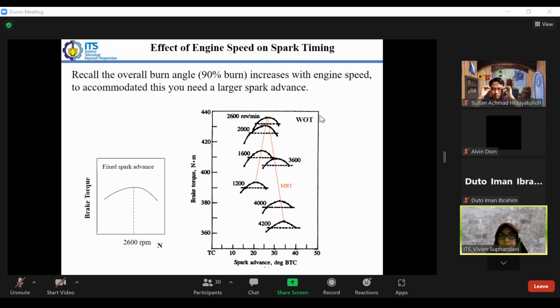And this is the comparison for the brake torque, which is obtained from several rotational speeds. We have different rotational speeds here, and this is operated at wide open throttle. We have 1200 and so on, in which this will have different spark ignition, as the spark advance. So how many degrees before it reaches the top dead center really depends on the rotational speed as well.